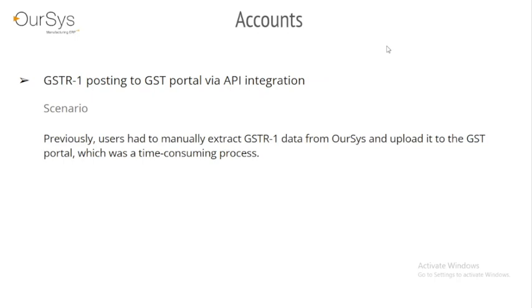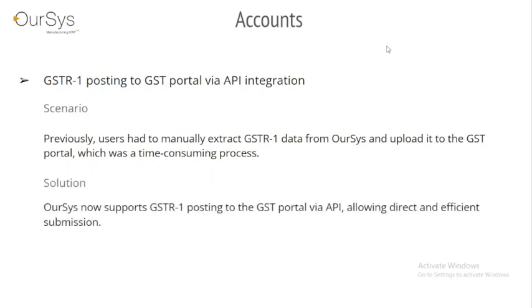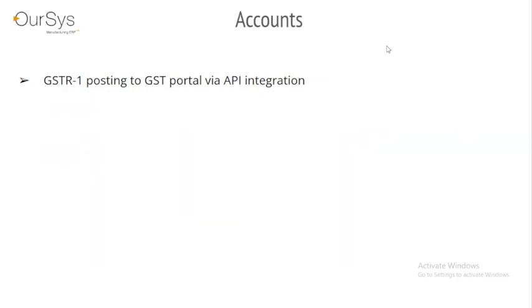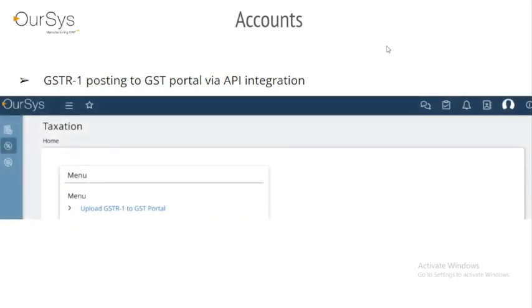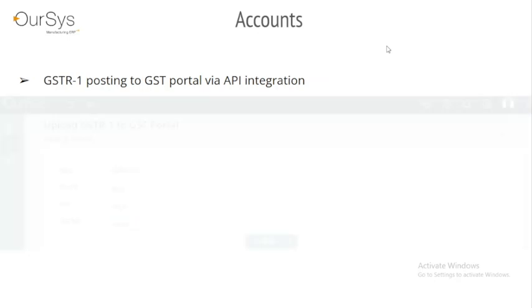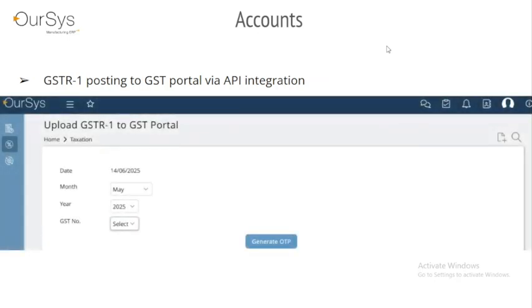Then the most awaited feature, that is the GSTR1 posting to the GST portal via API integration. Previously, users had to manually extract GSTR1 data from OurSys first, then format it in Excel as per the government format, and then upload it to the GST portal. So it takes too much time to deal with this GSTR1 posting. So now in this version, OurSys ERP now supports direct GSTR1 submission to the GST portal via API integration.